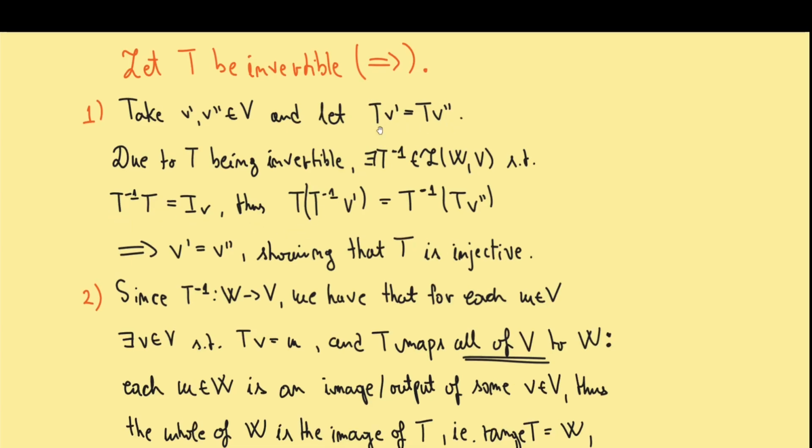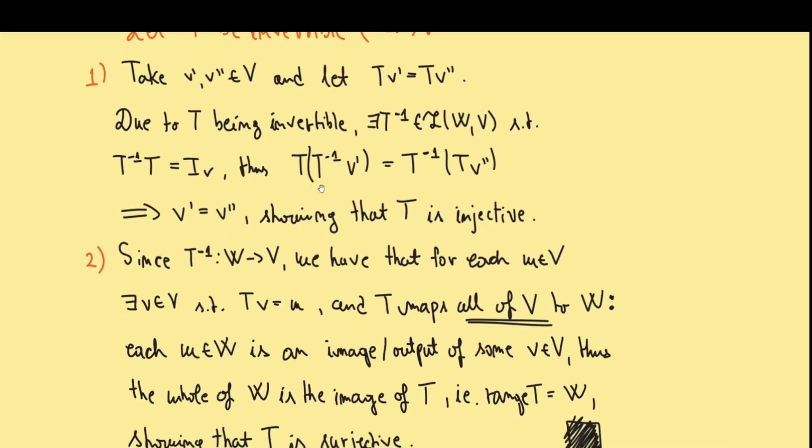So when I apply T minus 1 to both sides of this equality, we get this, and this composition is just the identity function, so we just get that this v is equal to this v, showing that T is injective.